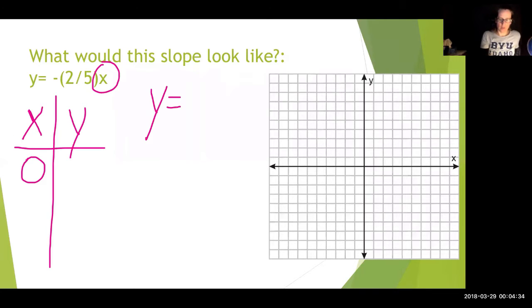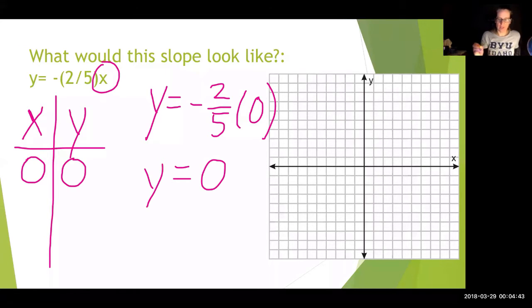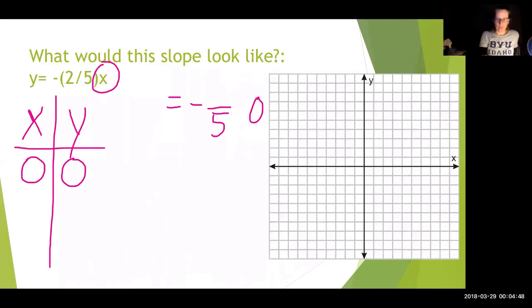We're going to pick an X that's 0 first of all. Y is equal to -2/5 times 0, which means that our Y is going to be equal to 0 when our X is 0. That's kind of cool. All right. And then let's pick another X that makes this nice and easy. I'm going to pick -5 for my X. I'm picking a negative so I can get rid of that negative up there just for fun.